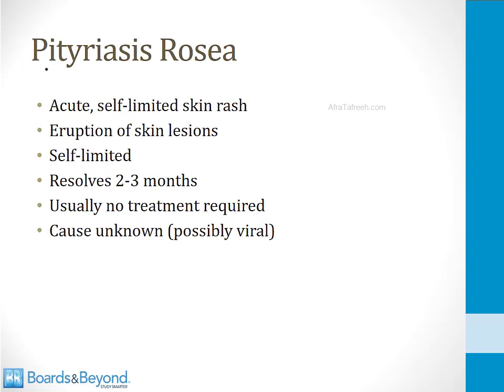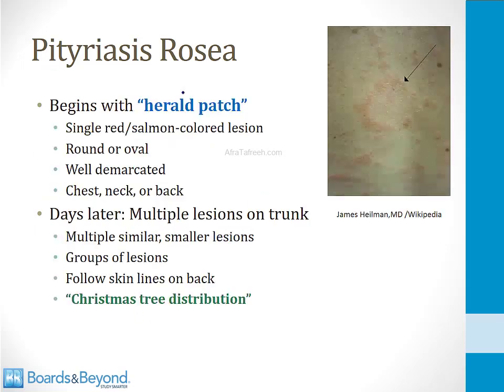Moving on, let's talk about pityriasis rosea. This is an acute self-limited skin rash. People with this disorder have an eruption of skin lesions that is self-limited and usually goes away in about 2 to 3 months without any treatment required. The cause is unknown, but it's believed to possibly be caused by a virus.